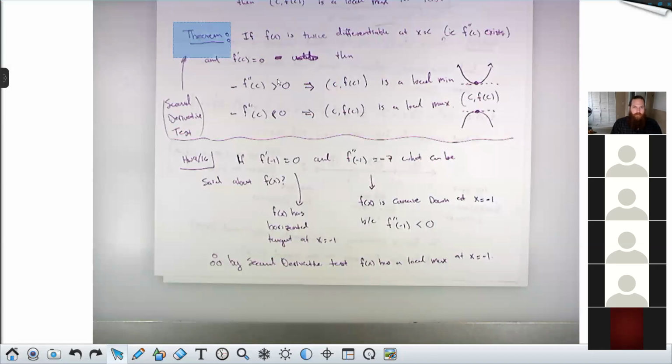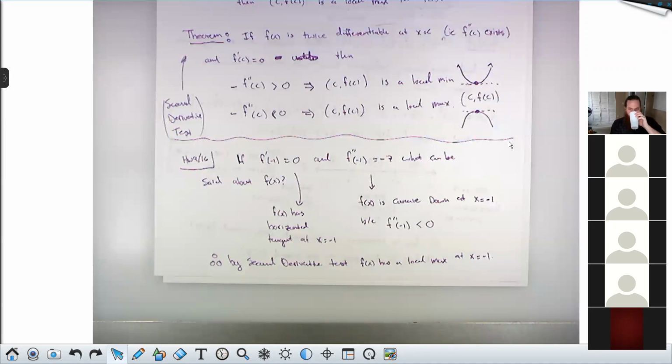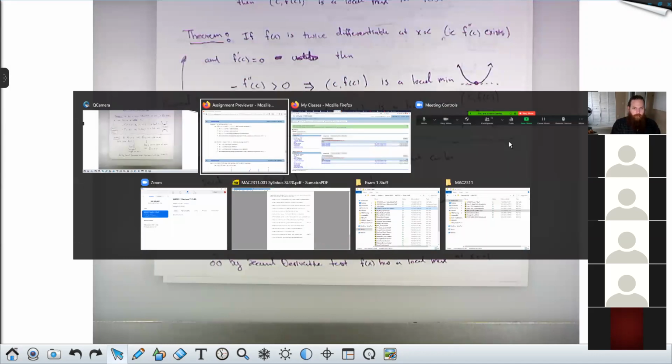Questions about the second derivative test, what this says or how we use it? Could we see that graph from Desmos again real quick? Of course. Thanks.